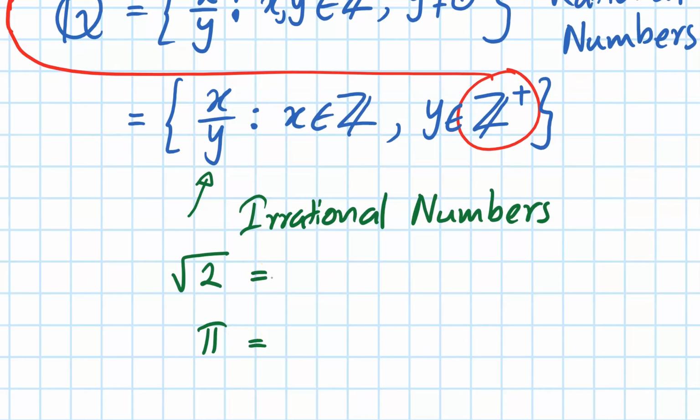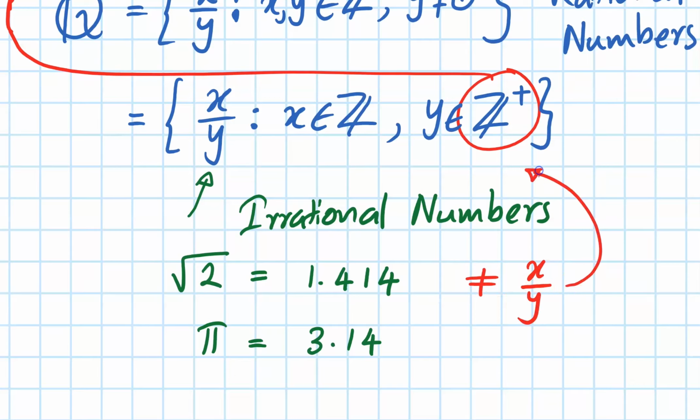Okay, what is the square root of 2? You can write down 1.414, first 3 decimals, and here 3.14 up to 2 decimals. But what we can show is that we cannot write these in the form of x on y as we saw before, which means these are called irrational numbers.